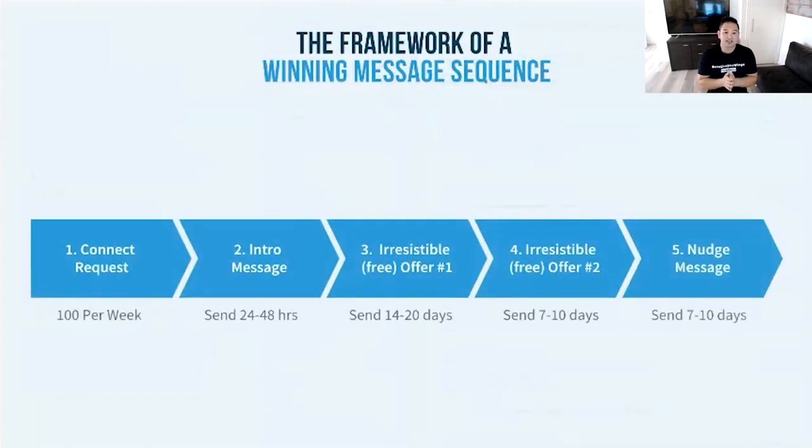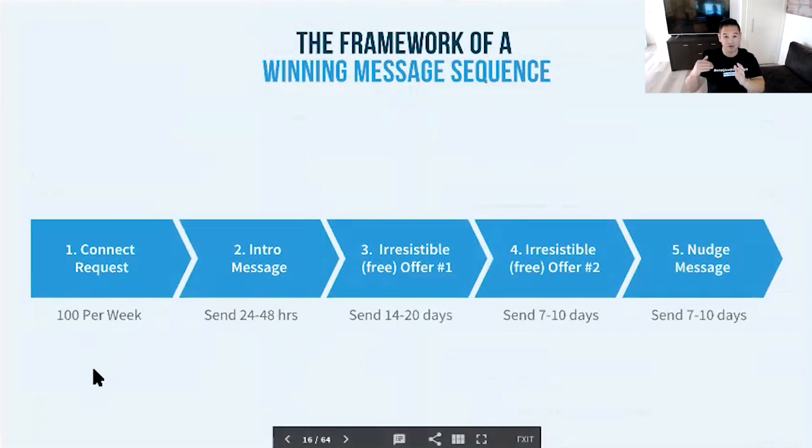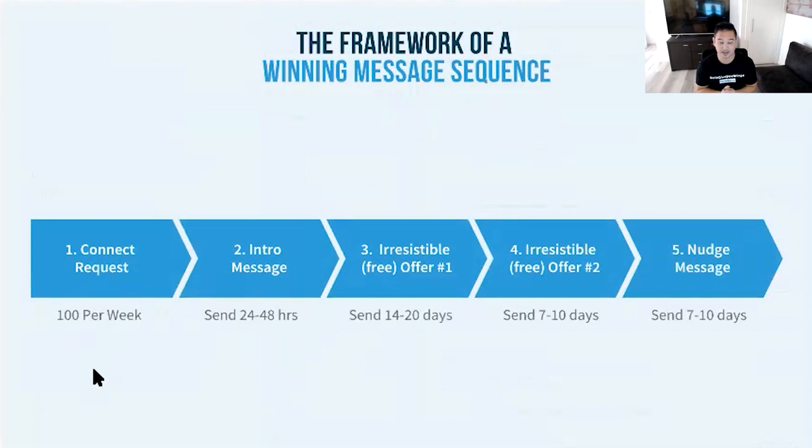Now, guys, this is the framework of a winning message sequence. There's either 4 or 5 messages, depending on how many offers you've got. The first message is obviously the connection request. LinkedIn has just cut everybody's connection request limits to 100 per week. It used to be 100 a day, and now it's only 100 a week. Now, as an agency, and I think we're the only agency that's figured it out, we know how to break those sending limits, so we'll still be able to send like 500.